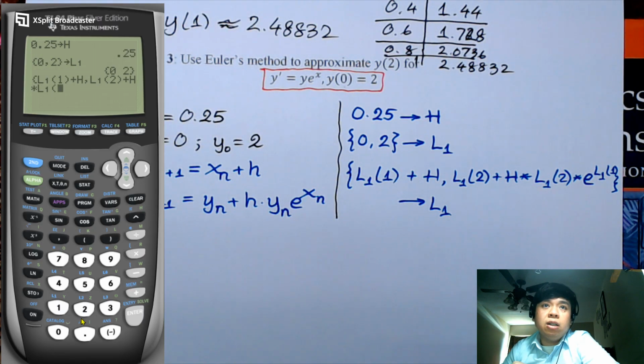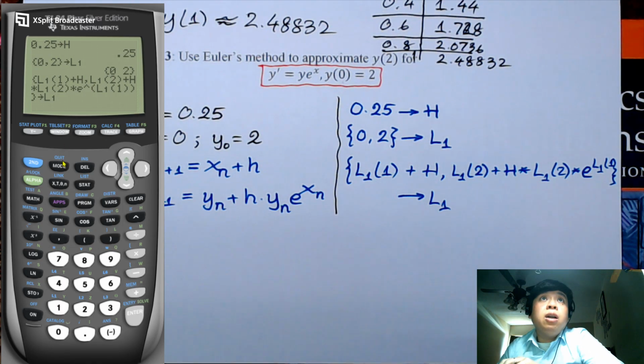or y times e to the x. Okay, e to the x is L1 1. Okay, I will close that and store to L1. Okay, update x, update y with that function: h times y times e to the x.